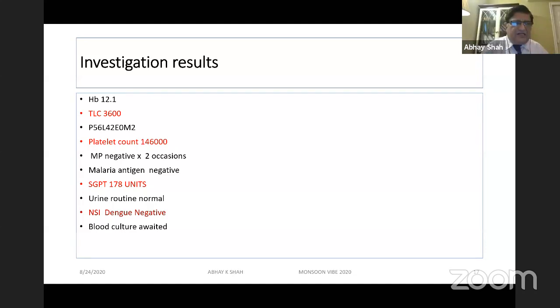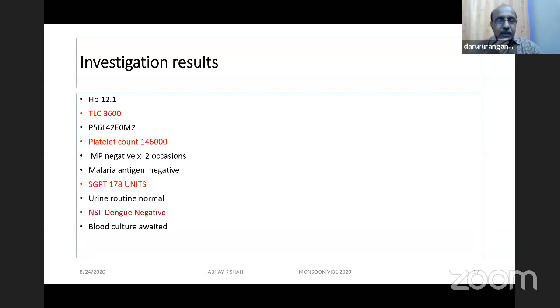So in that case, there was some leukopenia, a little thrombocytopenia, MP on 2 occasions was negative, malaria was negative, SGPT was slightly raised but definitely more than 4 times the normal value. Urine was not there, NS1 is negative, and blood culture is awaited. So Dr. Daruru, how will you rate this report?